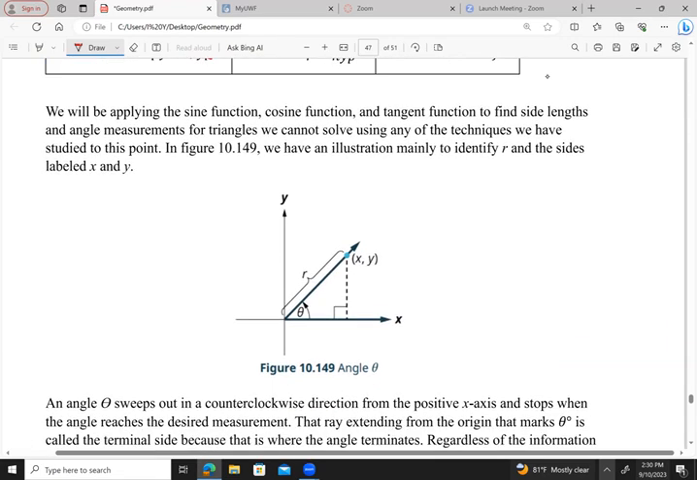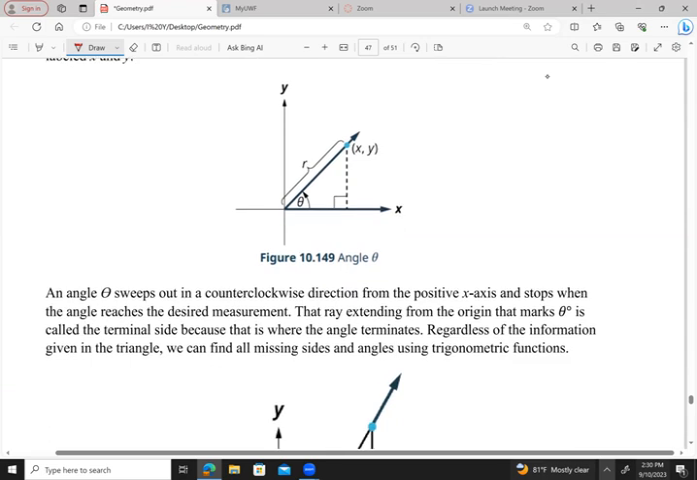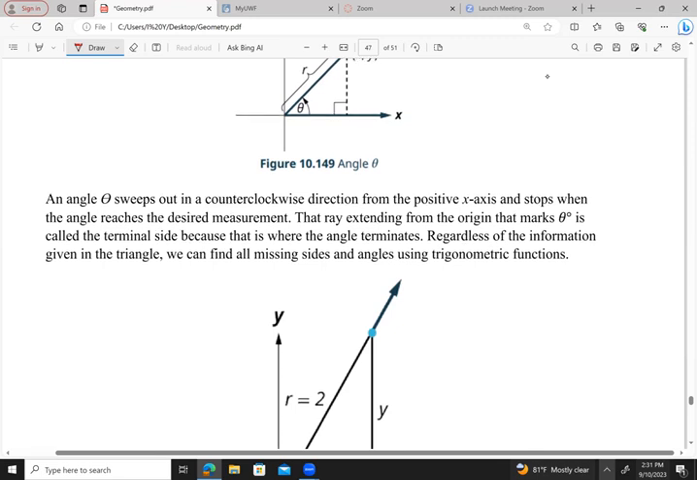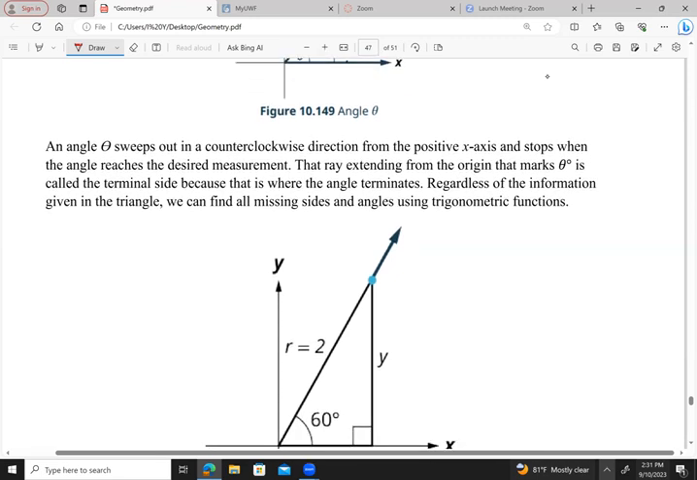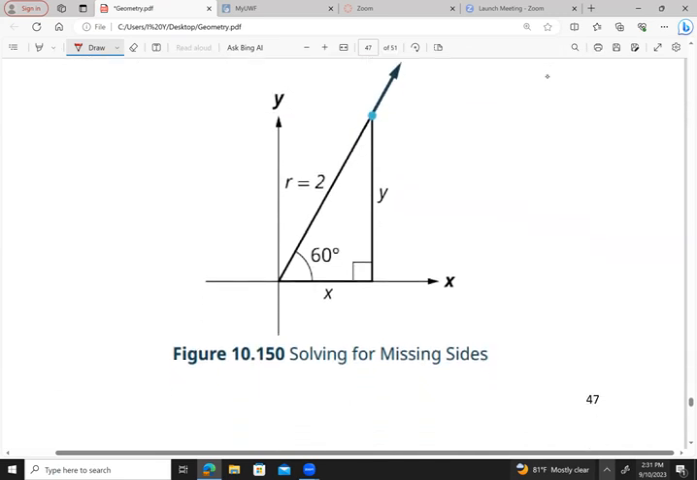I have an illustration mainly to identify r and the sides labeled x, y. An angle theta sweeps out in a counterclockwise direction from the positive x-axis and stops when the angle reaches the desired measurement. That ray extending from the origin that marks theta degrees is called the terminal side because that is where the angle terminates. Regardless of the information given in the triangle, we can find all missing sides and angles using trigonometric functions. So this y is the opposite side, x is the adjacent side.